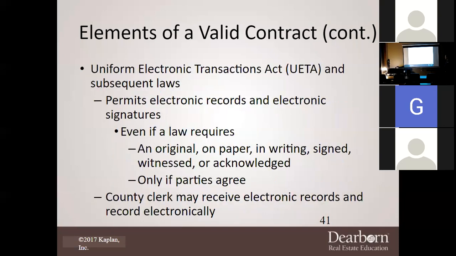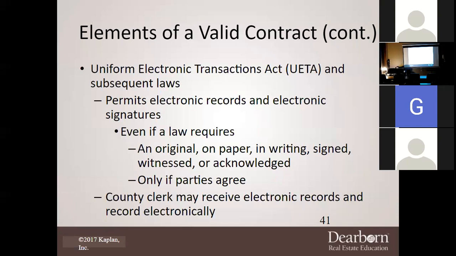Okay, now another thing on here is what we call the UETA. Now, those of you that do not like computers, you probably hate this act. Okay, those of you that love computers, you're so thankful for this act. Okay, the UETA allows and permits electronic records and electronic signatures. Meaning no longer do I have to chase down my clients to get them to sign. I can send them an email, they can click on it, and it comes back to me and I can forward it. I don't have to physically have a signature.